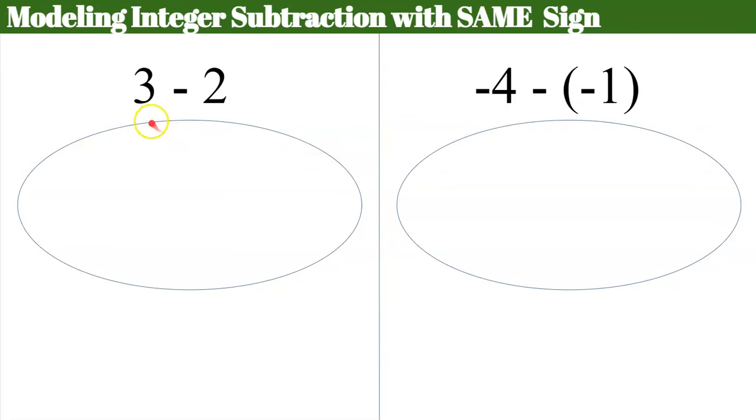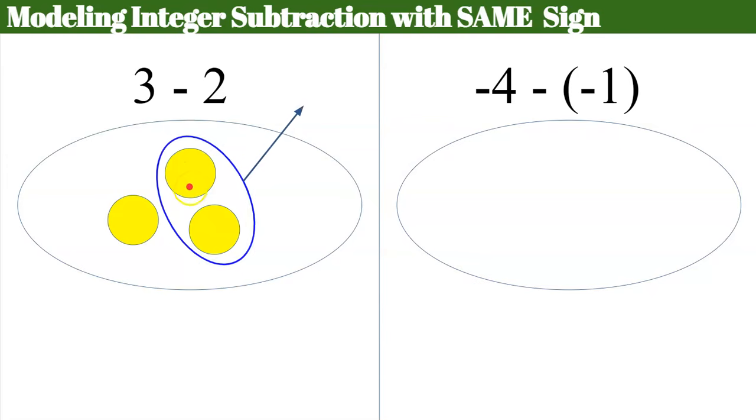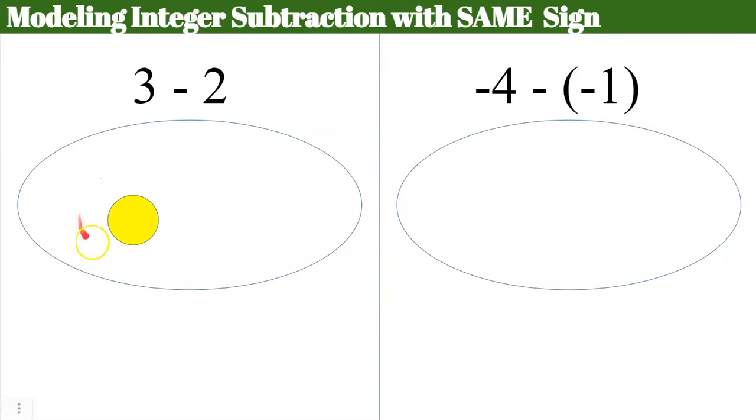To start by modeling, I'm going to put 3 positive integer chips on my mat because I have a positive 3 to start with. Then it says to subtract, which I'm sure you've heard as the words take away. Subtract means remove or take away. So it's saying subtract 2 positives. I find 2 positive integer chips and I'm going to take them off my workspace, leaving me 1 positive integer chip for a difference of 1. Remember, when you subtract, you're finding the difference.